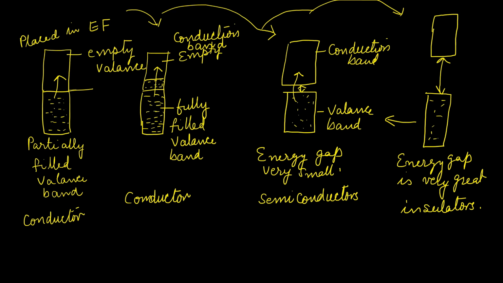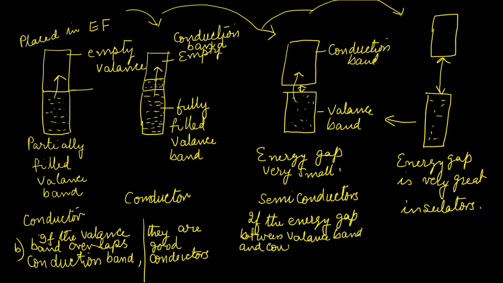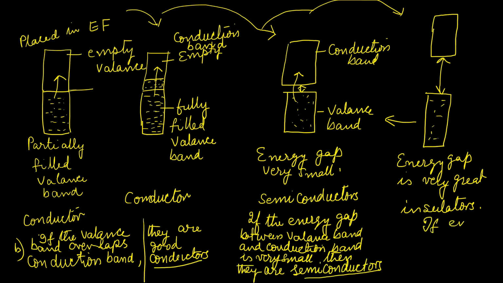You need to represent the diagram correctly and then only note down the points. I have also given the points below. If the valence band overlaps the conduction band, they are conductors. If the energy gap is very small, electrons can move and then they behave like semiconductors. If the energy gap is very great, electrons cannot cross and then they become insulators. I hope this was quite clear.